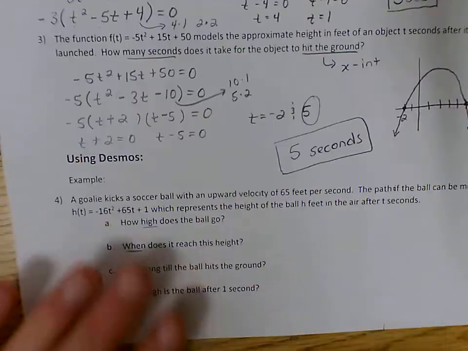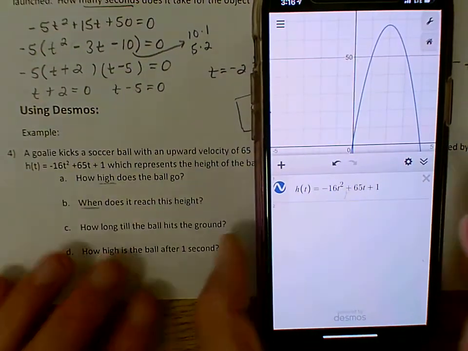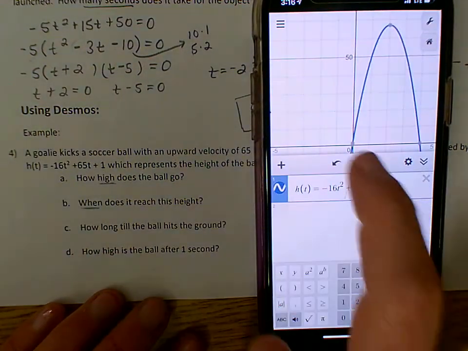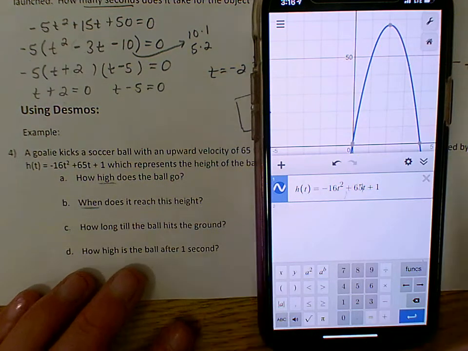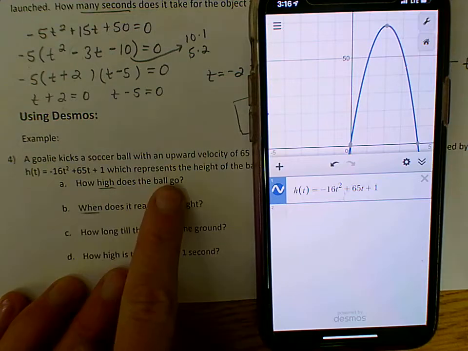And so for this problem, that's what you're looking for. And so notice I can see that now. Okay, and then to pull up your points, you just click on your equation, and notice all your points come up. Okay, so the first question says, how high does the ball go?